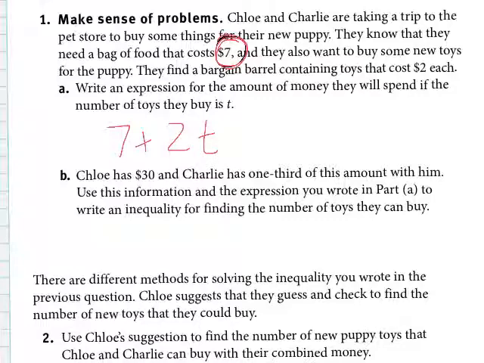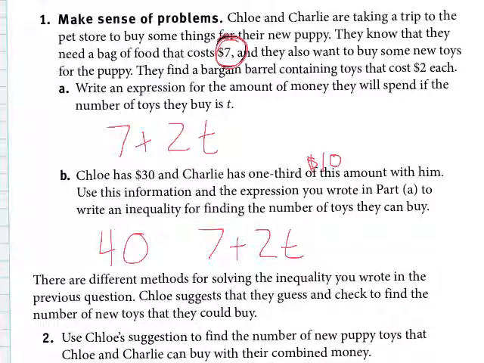And then it says Chloe has $30 and Charlie has 1/3 of that. So how much does Charlie have? $10, right? Charlie has $10. So how much money do they have total? $40, right? So I have 40. And I want to compare that total amount of money they have, which is 40, to the way that they spend money, 7 plus 2T.